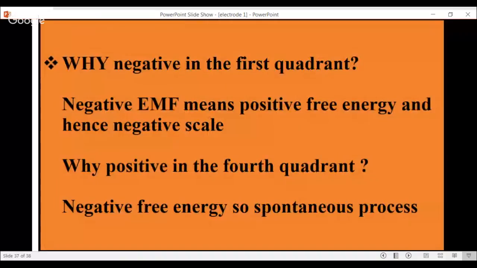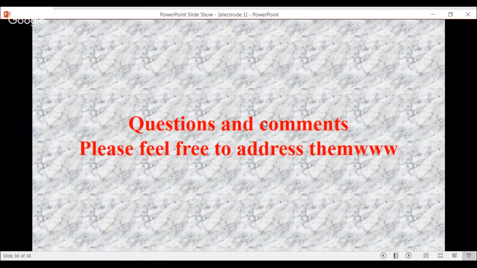So therefore positive values in the fourth quadrant mean negative free energy, so a spontaneous process. Negative potentials in the first quadrant mean positive free energy, hence a non-spontaneous process. So now we will stop at this point and answer any questions you have.